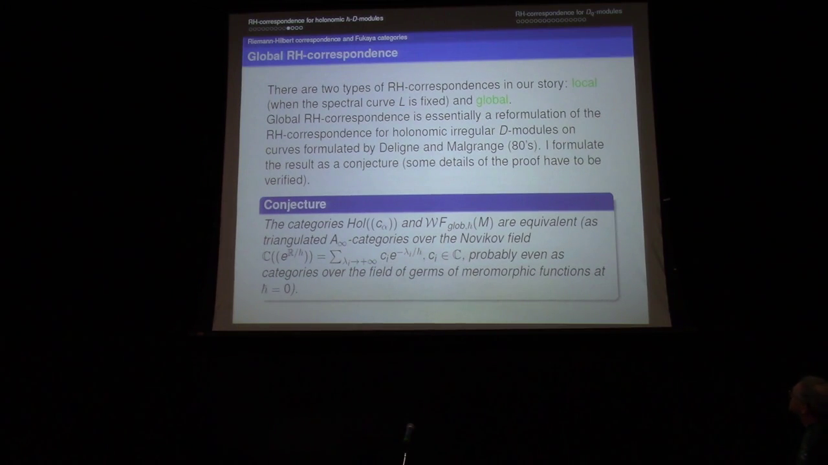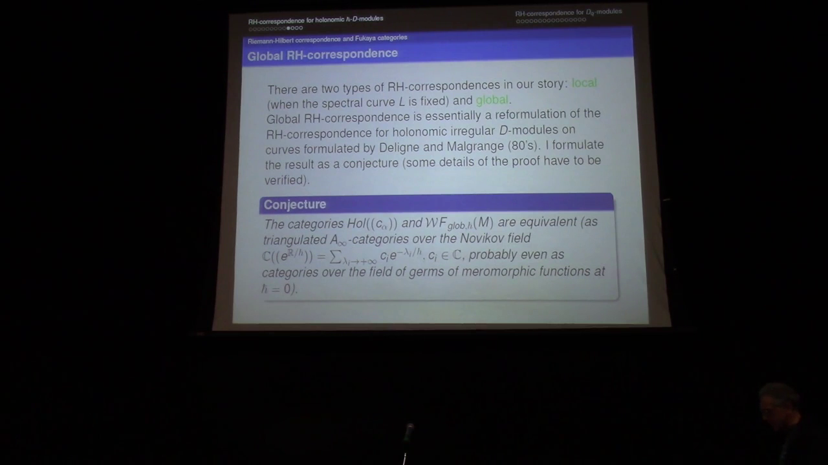All right. So that's what I mentioned, that there will be two types of correspondences: local, when the spectral curve is fixed, and the global one. The global one is sort of easier to prove, although because of these foundational questions about partially wrapped Fukaya categories, I prefer to formulate it as a conjecture. But basically it's a reformulation of the irregular D-module correspondence formulated by Deligne and Malgrange in the 80s. So then the conjecture is the following one.